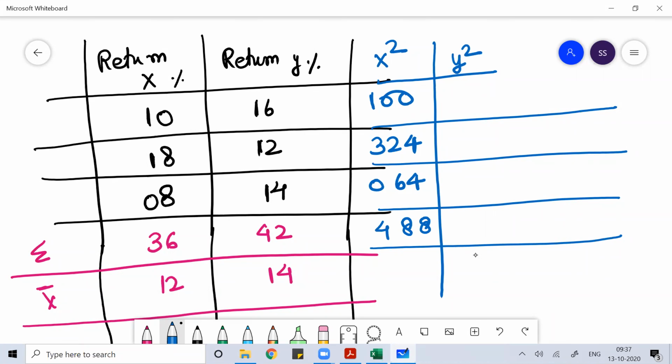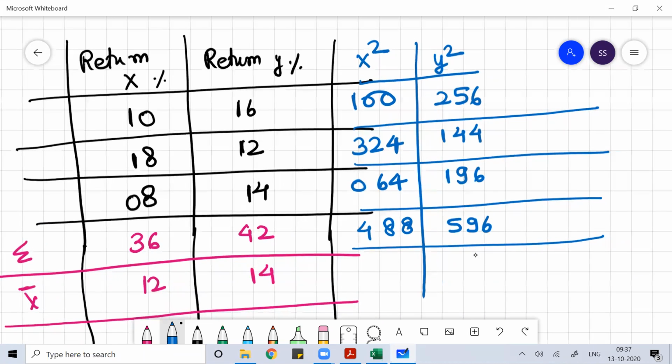Then y square: 256, 144, and 196. So this sum is 400 plus 596. This is the sum of y square.